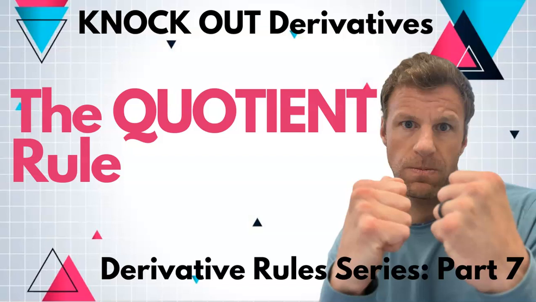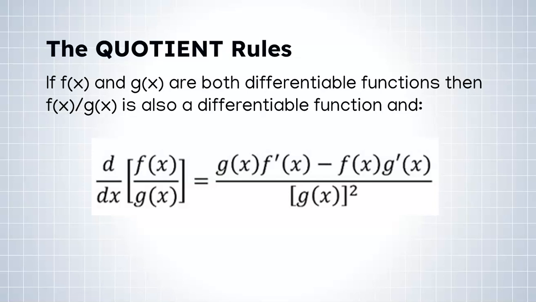All right, let's dive right into what the quotient rule states. If f of x and g of x are both differentiable functions, then f of x divided by g of x is also a differentiable function, and here it is. The derivative of f of x over g of x. So here we got a function divided by another function, hence the quotient rule.